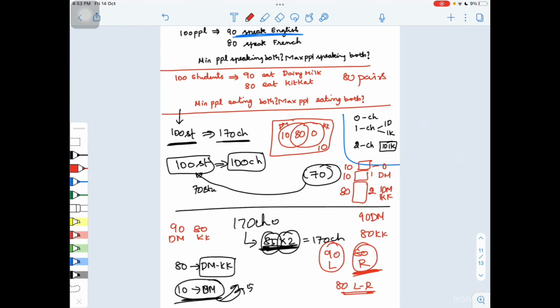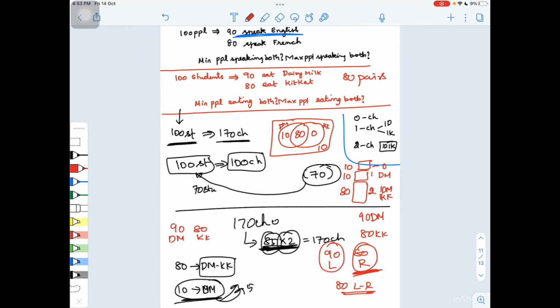How many people are eating none of the chocolates? It's 10. How many people are eating only Kit Kat? None. How many people are eating only Dairy Milk? 10. How many people are eating both of the chocolates? It's 80. So this is a small drawback with this chocolates and students method.